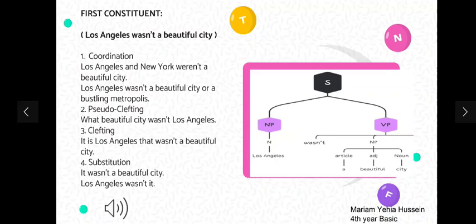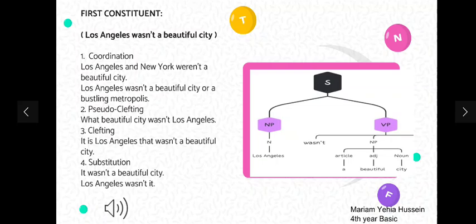Let's have another test, which is one of the movements, pseudo-clefting. We will say, what beautiful city wasn't Los Angeles? Like we do in some exclamation sentences. Another movement is clefting. And here the example is, it is Los Angeles that wasn't a beautiful city. We are emphasizing that Los Angeles wasn't a beautiful city. So we use "it is" in the clefting movement.